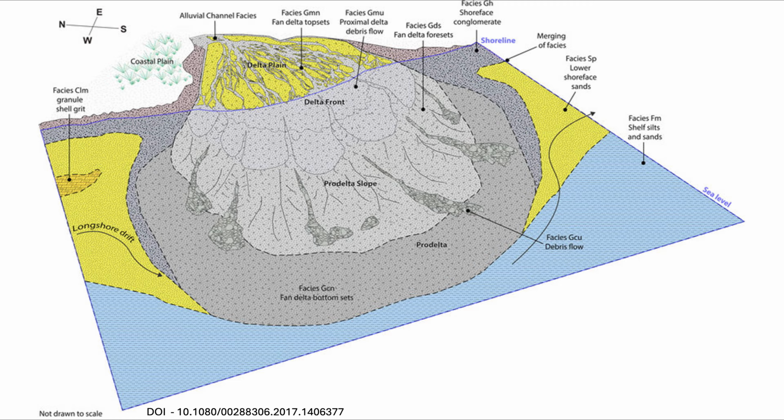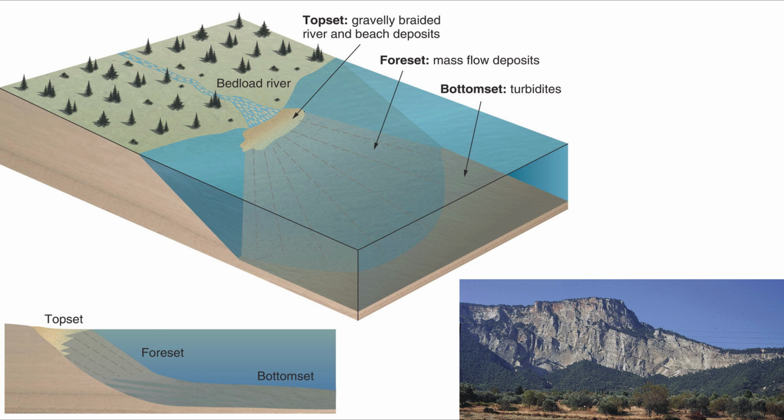The combination of a supply of coarse sediment and a steep basin margin results in a particular delta form that is unlike all other deltas. These even have a special name, Gilbert-type deltas, named after the American geologist G.K. Gilbert, who was the first to describe these deposits in 1895. Gilbert-type deltas have a characteristic three-part structure: top set, foreset, and the bottom set.